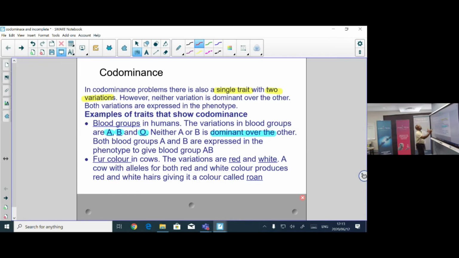It means that for one parent, as an example, if one parent is blood group A, and the other parent, the mother, is blood group B, for example, the offspring cannot be blood group A only, but the offspring can be blood group AB, meaning neither A nor B is dominant over the other. So there is co-dominance.